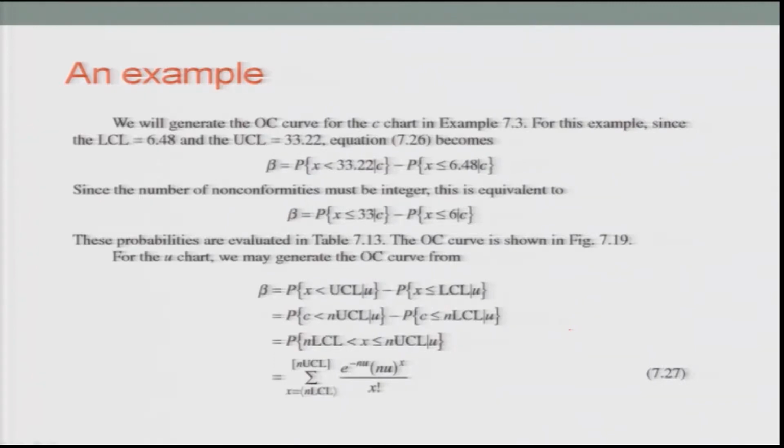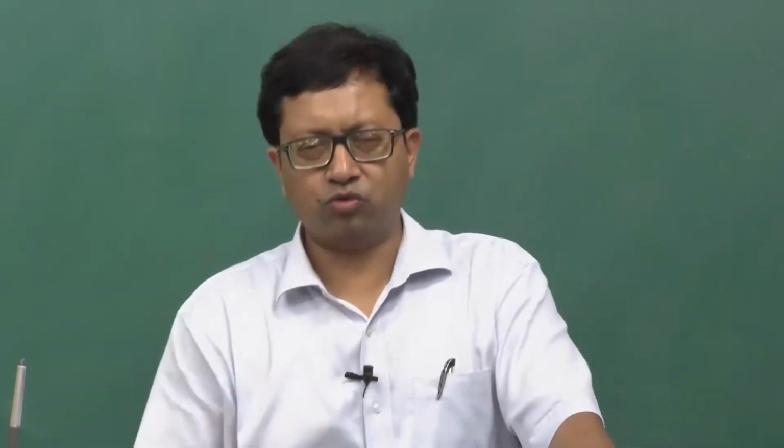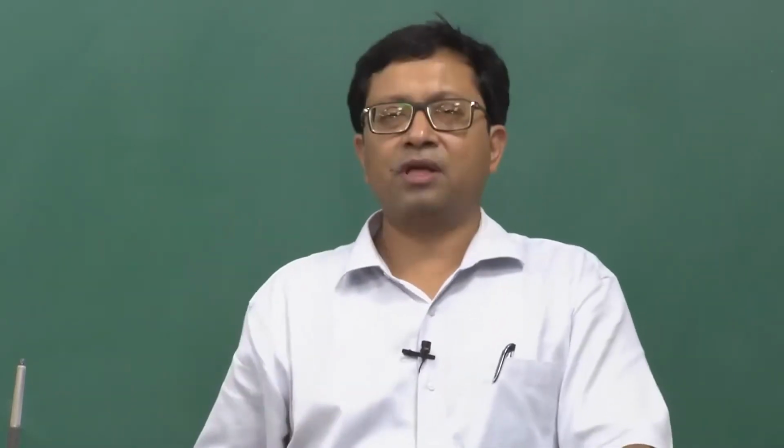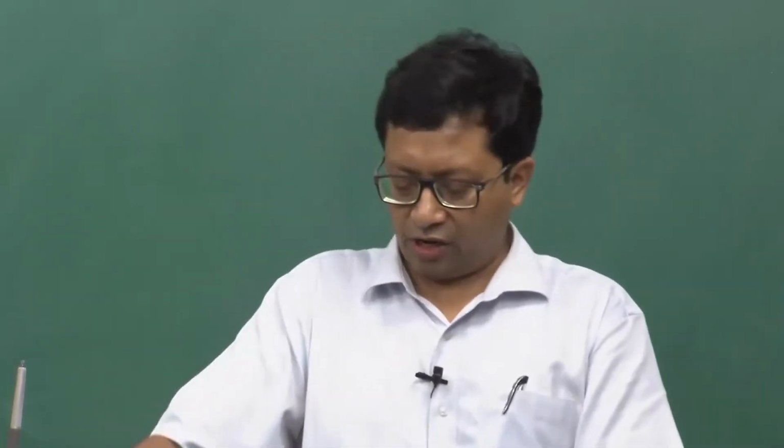These probabilities are evaluated and given in table 7.13. The OC curve is shown in figure 7.19. For the U charts, we generate the OC curves from the following. Say, for example, the beta value is given by x being less than or equal to UCL given some value of u, minus x being less than or equal to LCL given some value of u.